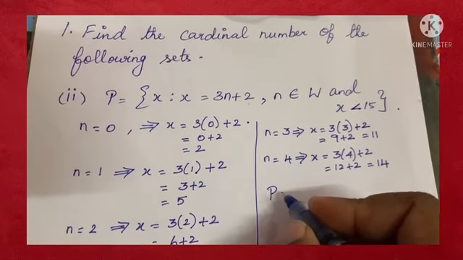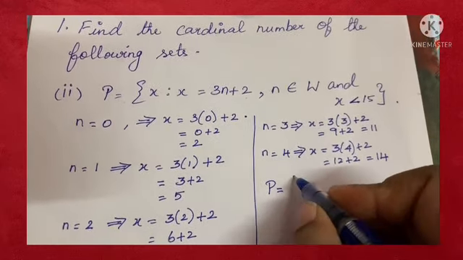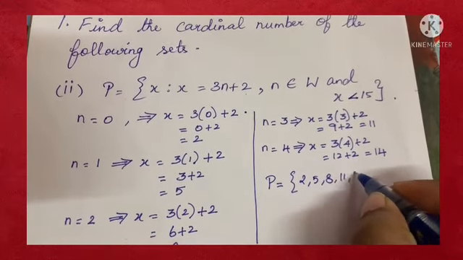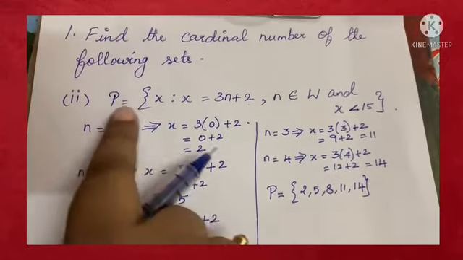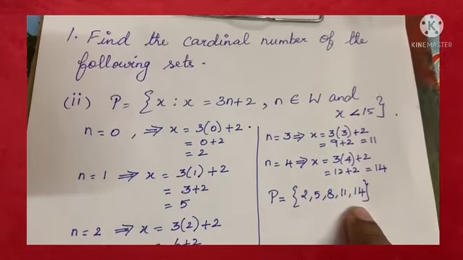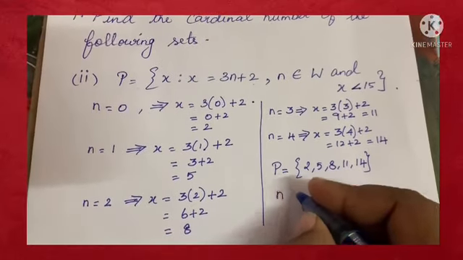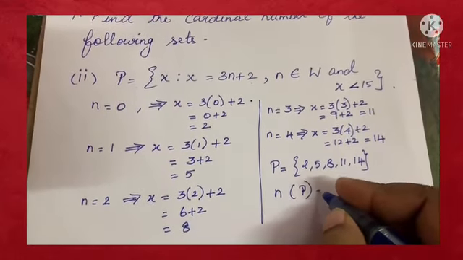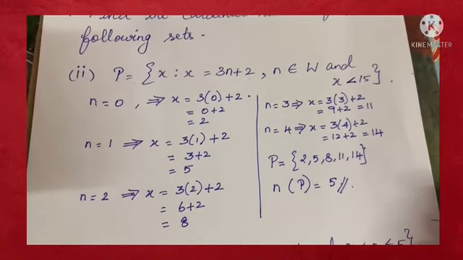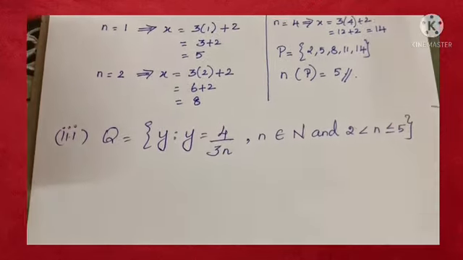So P is equal to 2, 5, 8, 11, 14. Because P is equal to X. So X values all you will take and write in your set P. So number of elements in P is 5. So this is the cardinal number. Okay, now we'll move on with the next sum.